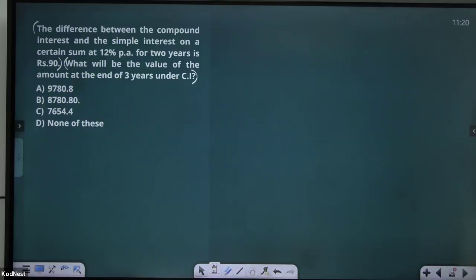Nagalakshmi, correct? Divyasri, correct? Calculation will be difficult. It will be difficult because it is 12%. That's why.